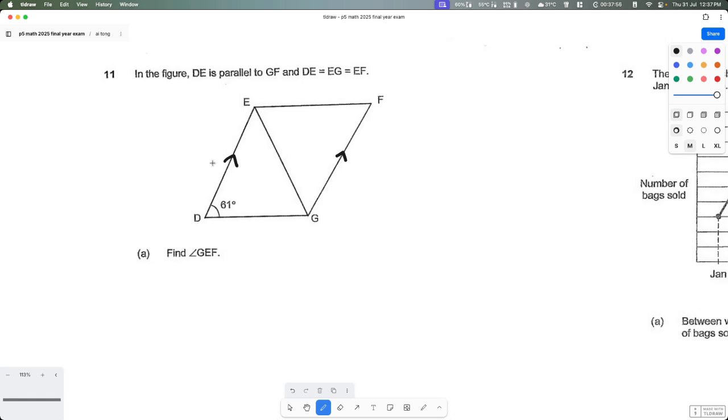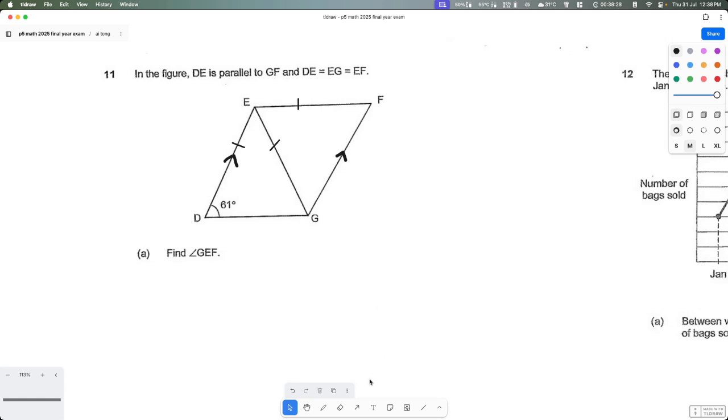So DE is equal to EG, and then EG and EF, like this, right? So you can see these are two isosceles triangles. All right, so what does that mean? Find angle GEF. So we want to find GEF.